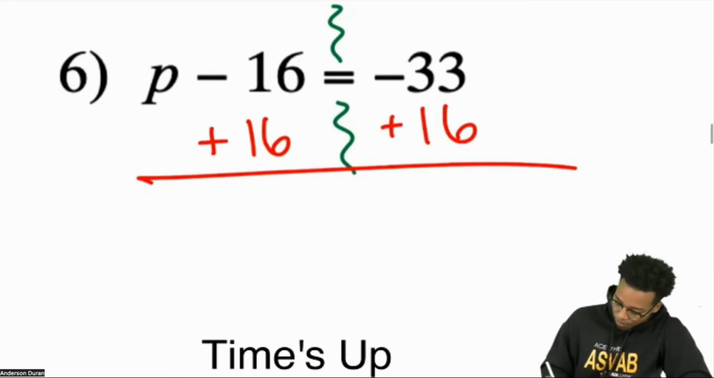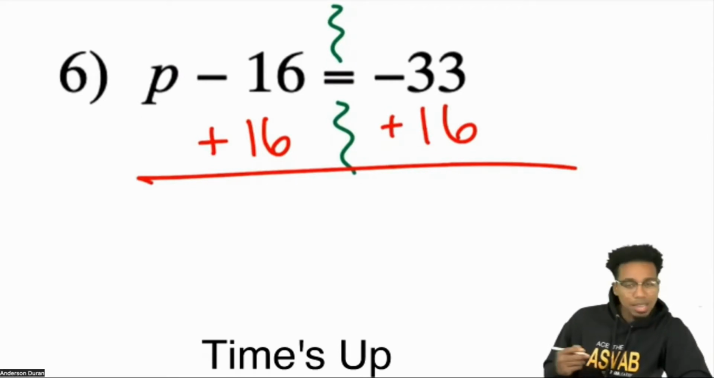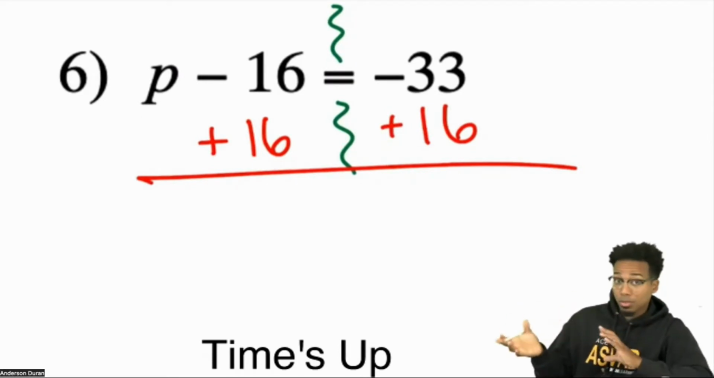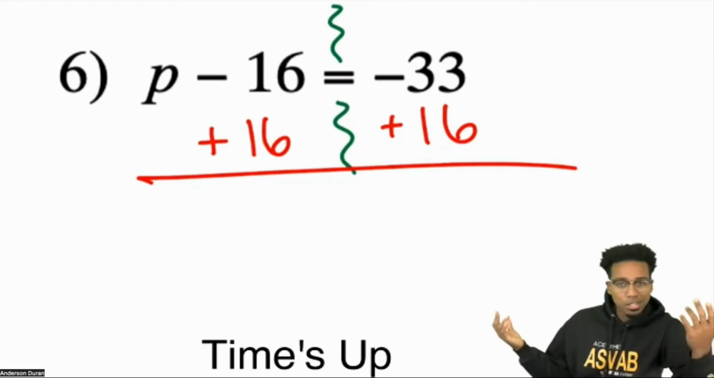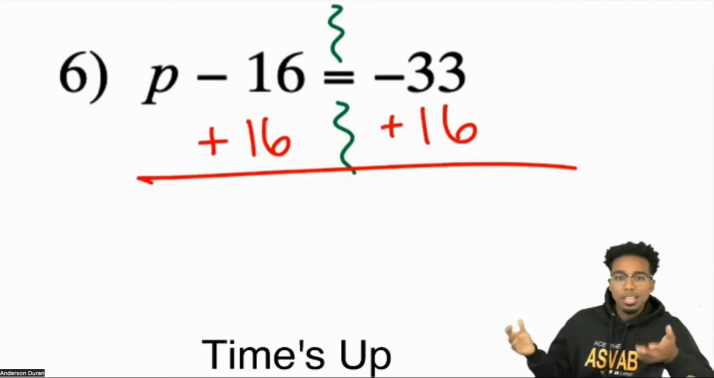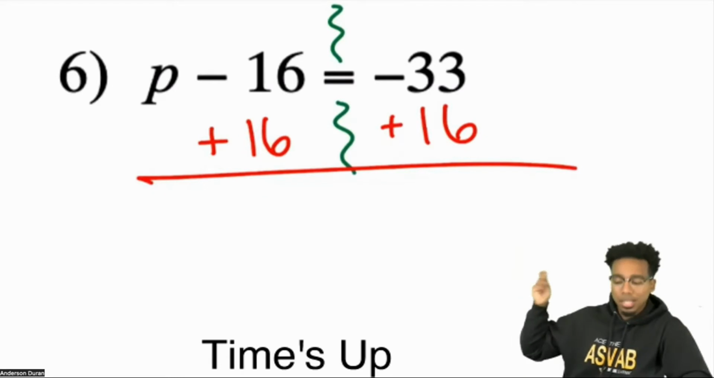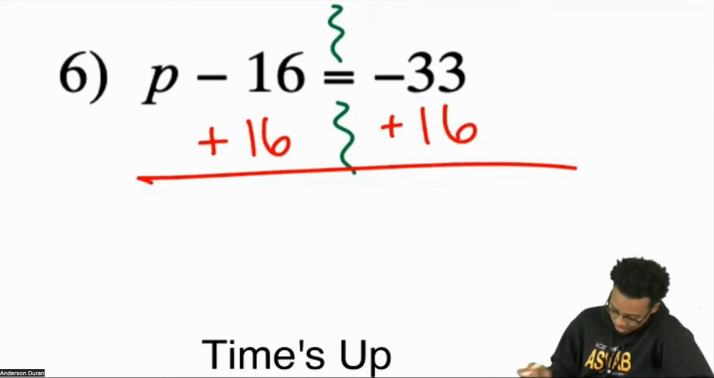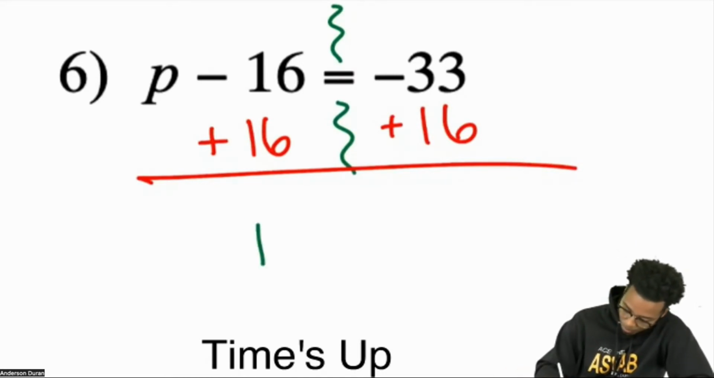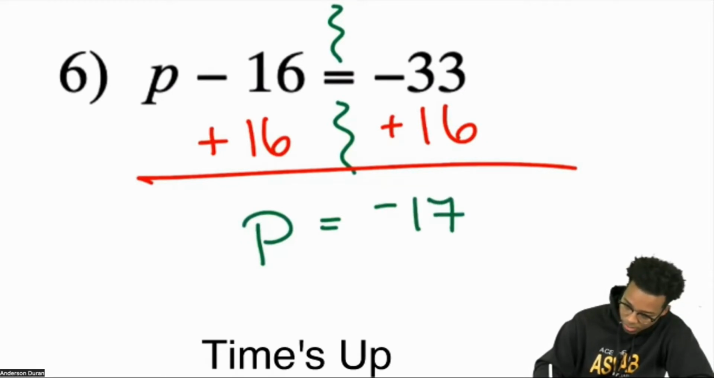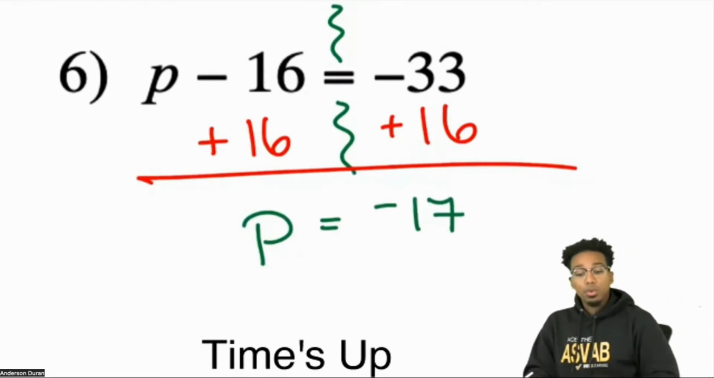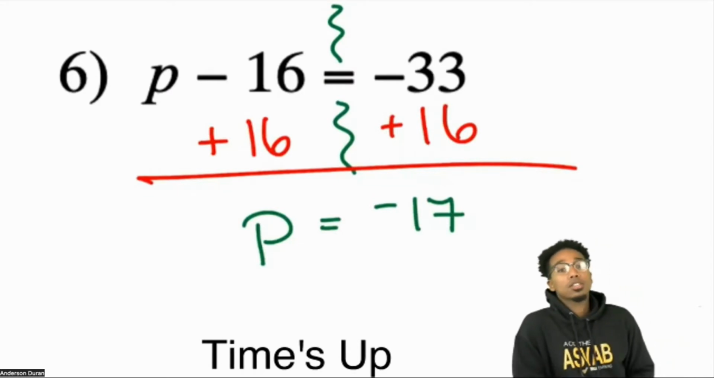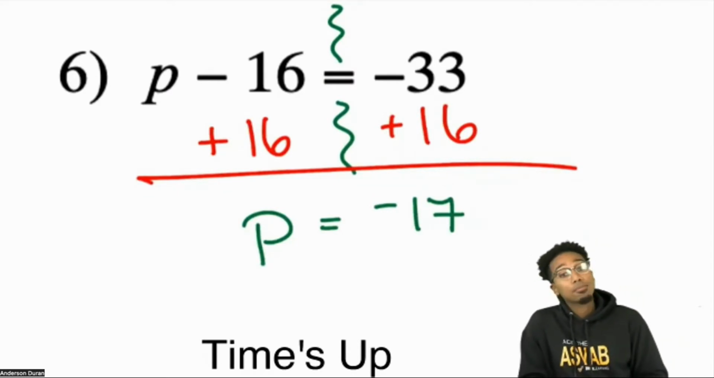So over here, negative 33 plus 16, again, is the same thing as saying positive 33 minus 16, just keep the answer negative. Take the difference, keep it negative because the 33 is the bigger number. So 33 minus 16 is going to be 17, and it's going to be a negative 17. P equals negative 17. Right, we're keeping it negative because the negative 33, that's the bigger number.